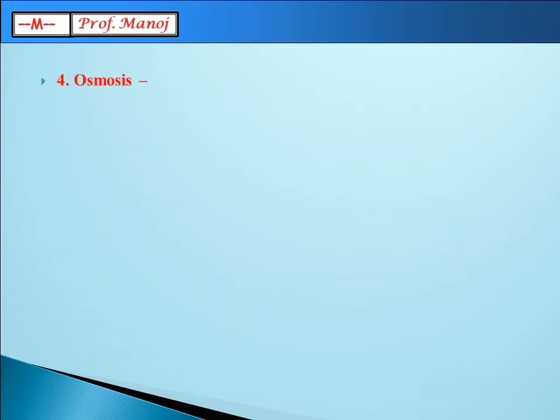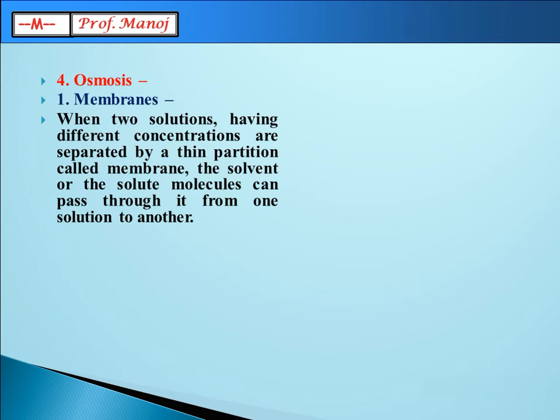We go for the fourth and the last colligative property called osmosis. Before we learn osmosis, let us learn something about membranes. What are membranes? When you have two solutions and they have different concentrations, between these two concentrated solutions, we can keep a thin partition. Through this thin partition, either a solvent or solute particles can travel from one compartment to the other. This thin partition is called a membrane.